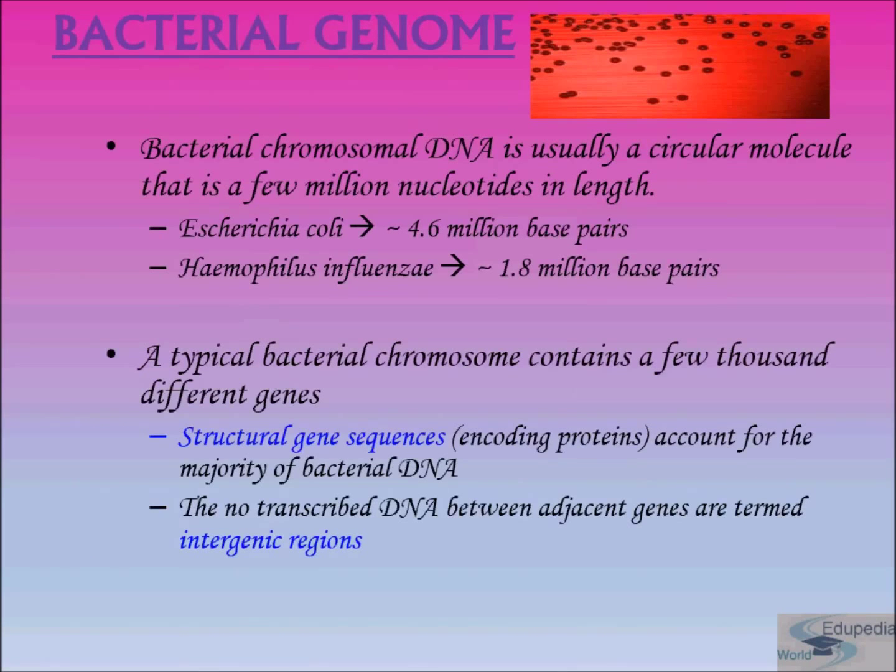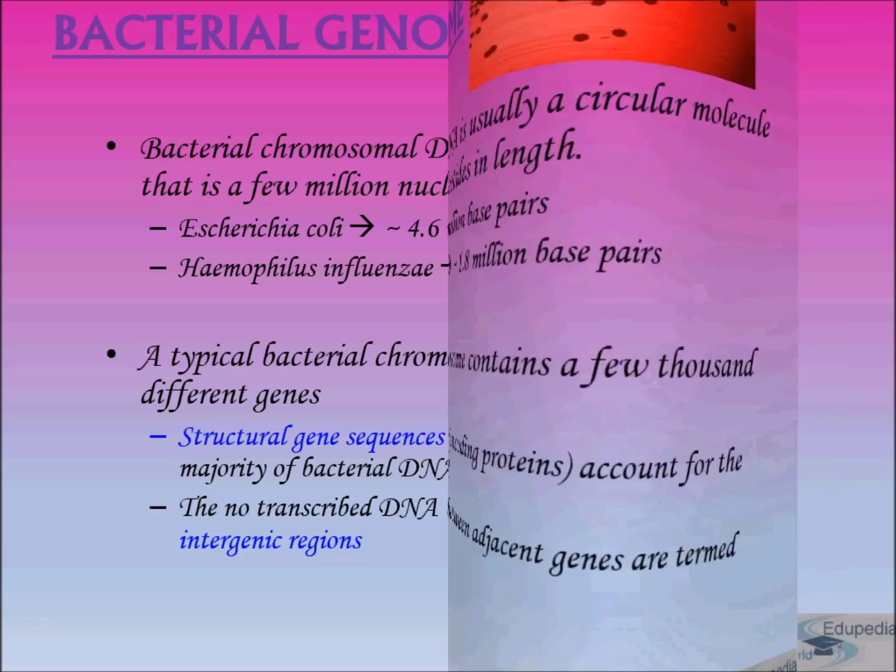Now come to the bacterial genome. Bacterial chromosomal DNA is usually a circular molecule that is a few million nucleotides in length. Escherichia coli has 4.6 million base pairs, and Haemophilus influenzae has 1.8 million base pairs. A typical bacterial chromosome contains a few thousand different genes. Structural gene sequences account for the majority of the bacterial DNA.